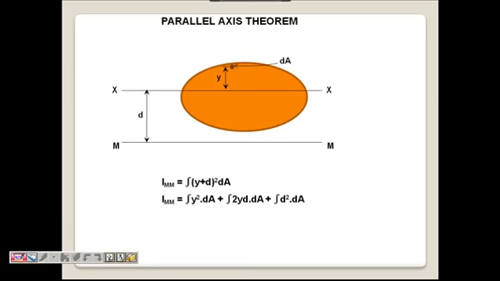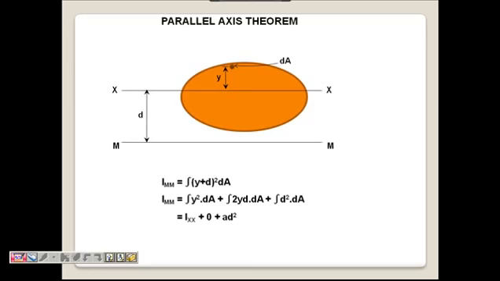Let's look at each of these terms a little closely. The first term, y square dA, if you see from the previous slide, is nothing but Ixx. The last term, d being constant, is taken out of the integration, so it is d square integral dA, which is nothing but d square into A. And the middle term, which is integral 2yd dA, is 0.